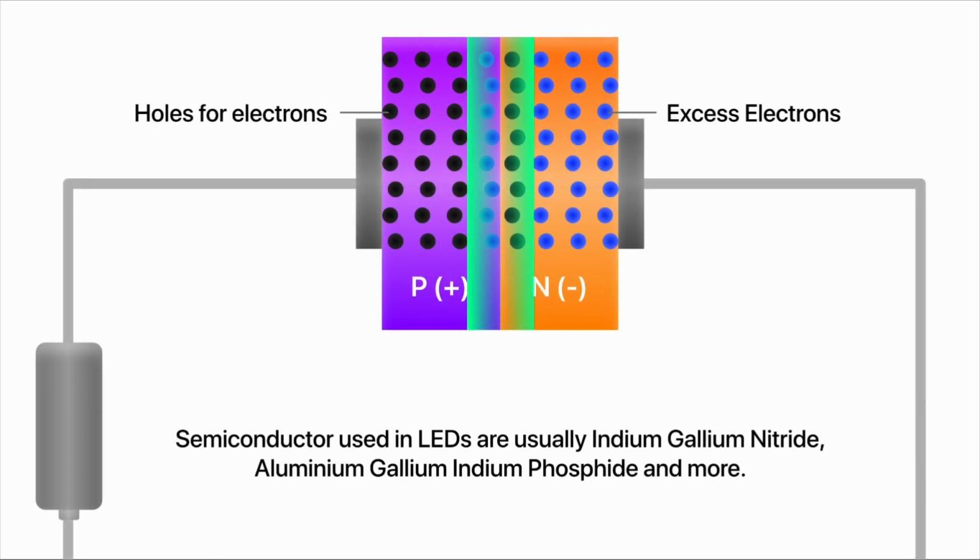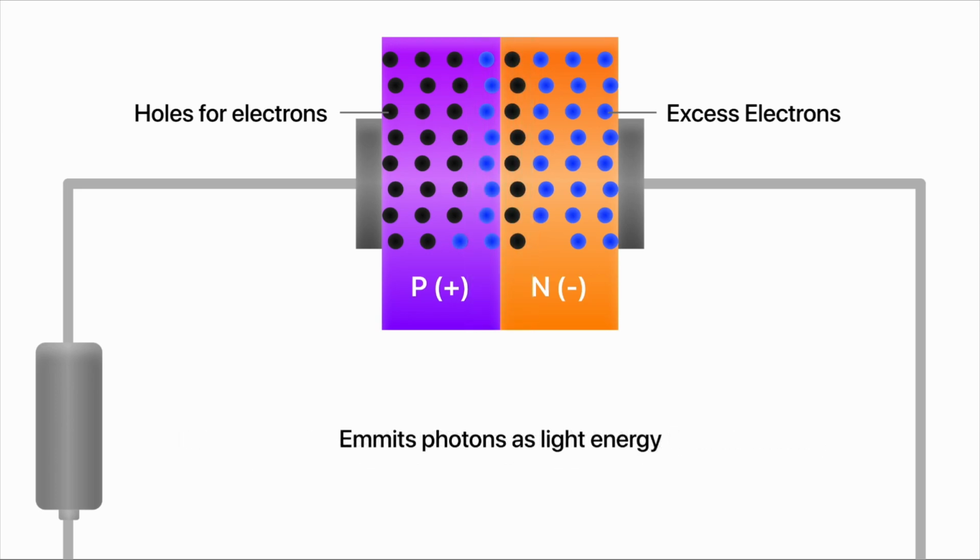Semiconductors used in LEDs are usually indium gallium nitride, aluminum gallium indium phosphide, and more. When the electrons combine with electron holes, it releases photons and light energy. And that's how a diode and a light-emitting diode work.